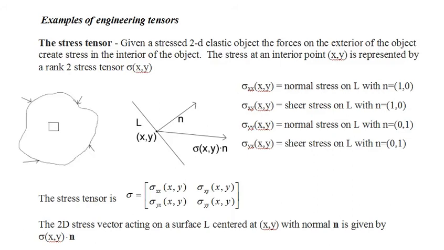Stress in the interior of a stressed object is defined relative to any plane in the object, or line in a 2D object. If you imagine that a cut is made along the line L shown in the diagram, then the object on one side of the line exerts a force on the other side. The orientation of the surface L is defined by its normal vector n, and the stress tensor, usually denoted by lowercase sigma, is a 4-element array that maps the normal vector n to the stress on the line.